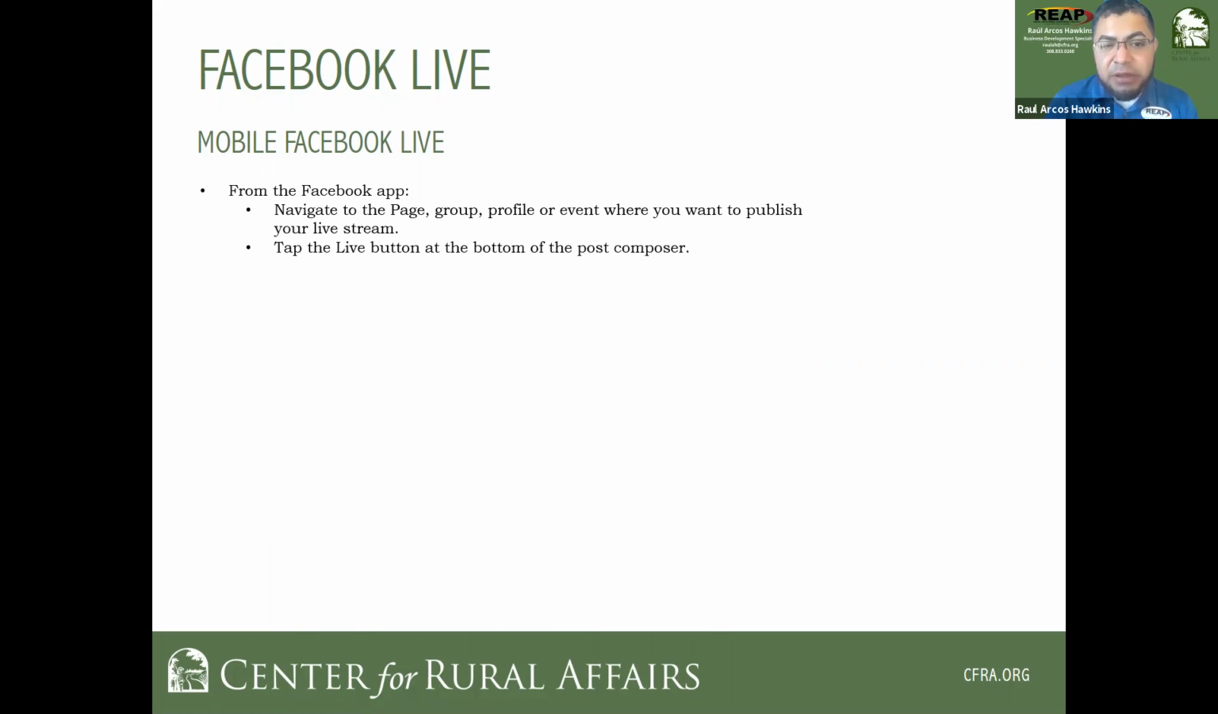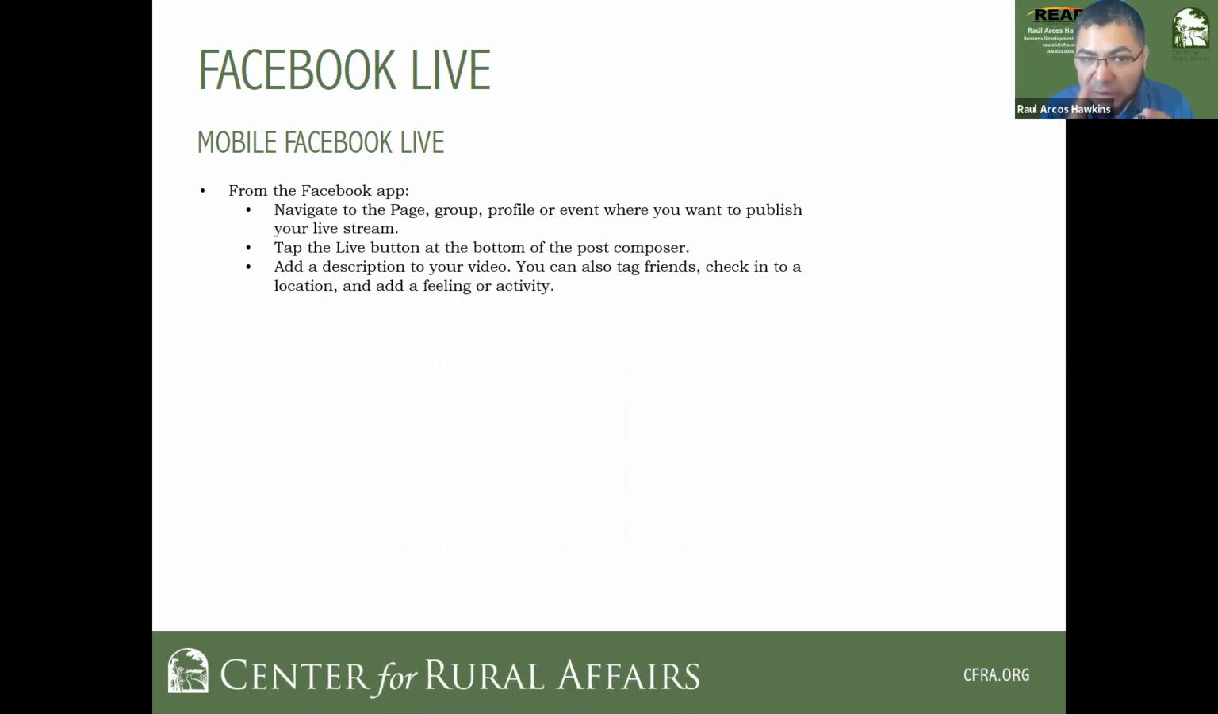Tap on the live button at the end of the post composer, where it tells you, Raul, what are you thinking today? Make sure that you go on there and add the description of your video. You can also tag friends, check in the location, and then you can add a feeling or an activity. Say that you are having an event and you want to make sure that you create that activity. If you already created the event, you can say something like shopping, that's the activity that you're doing.